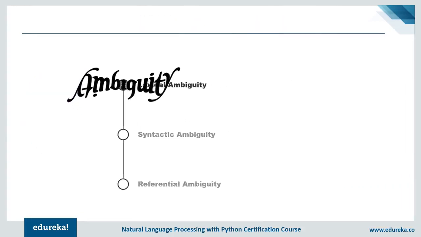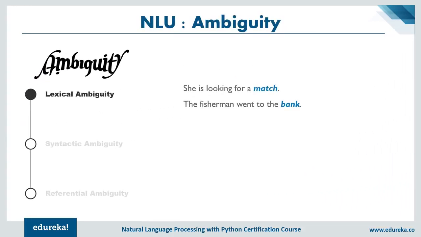So lexical ambiguity is the presence of two or more possible meanings within a single word. It is also sometimes referred to as semantic ambiguity. For example, let's consider these sentences and let's focus on the italicized word. She is looking for a match. So what do you infer by the word match? Is it that she's looking for a partner? Or is it that she's looking for a match, be it a cricket match or a rugby match?